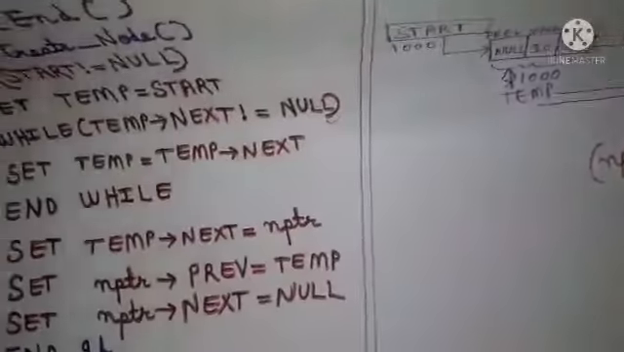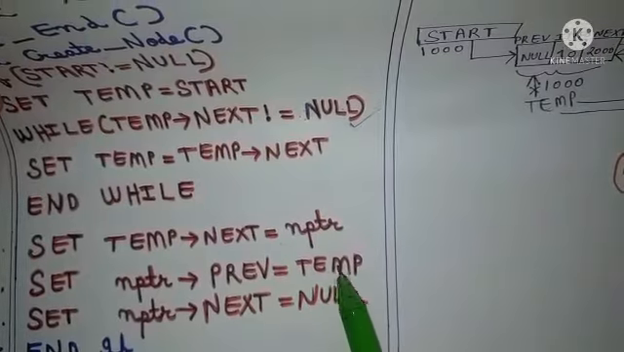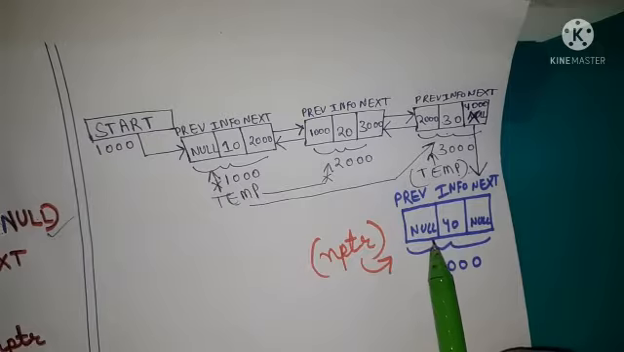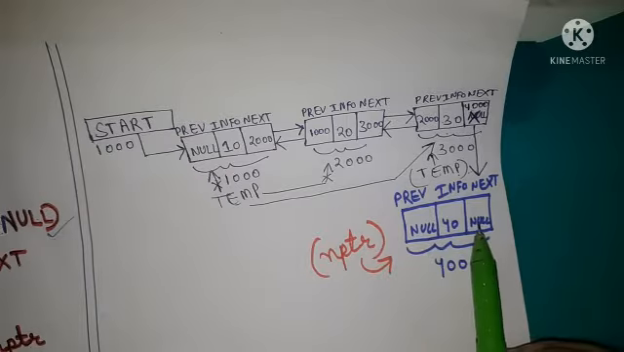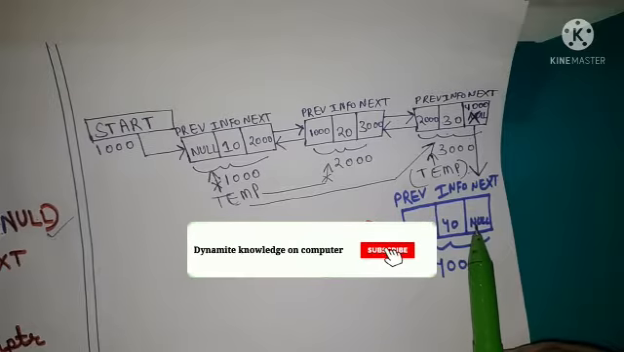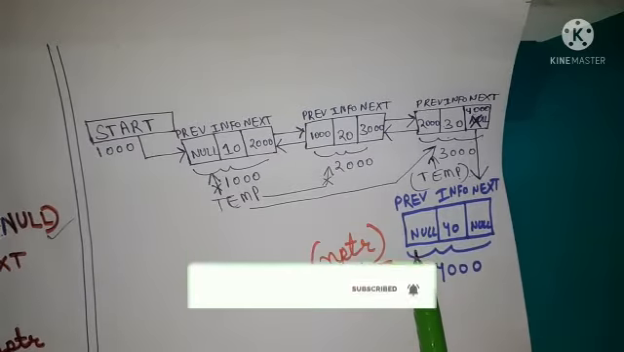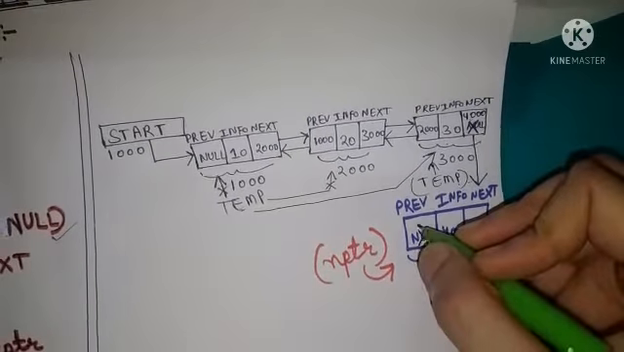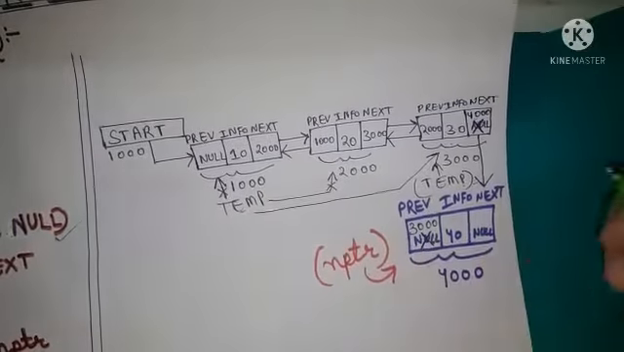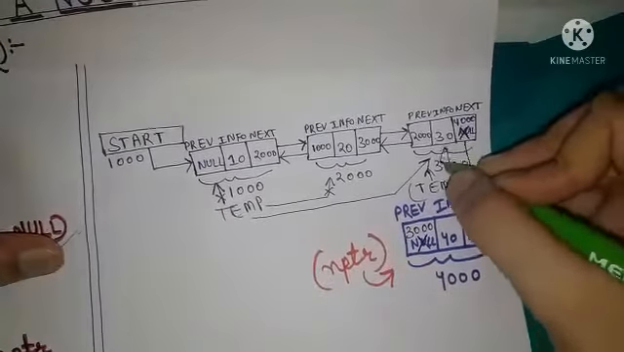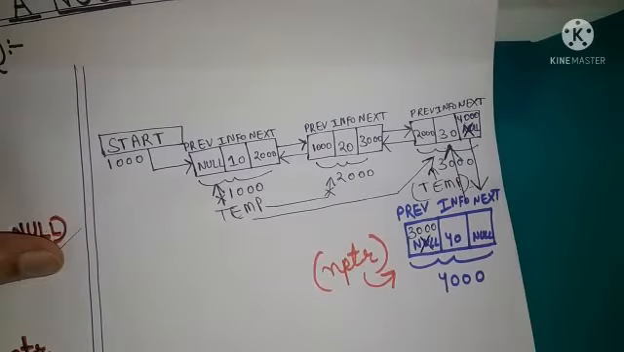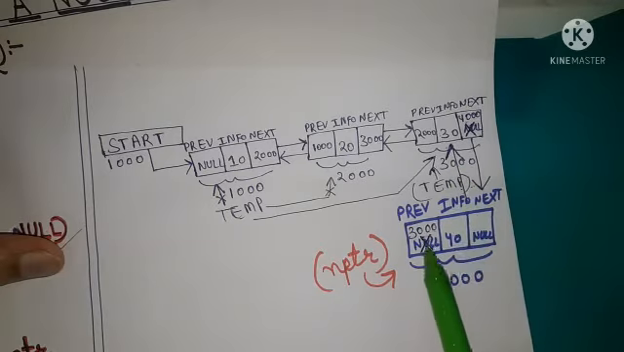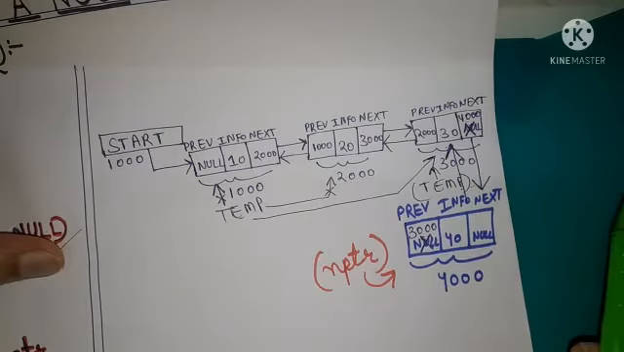Okay, then after that set nptr prev is equal to temp. This statement means that whenever a new node is created, we know that the previous field of the new node is by default null. So now nptr prev is equal to temp. This statement means that instead of null, it will store the address of temp, that is 3000, and it will point back to the node whose address is 3000.